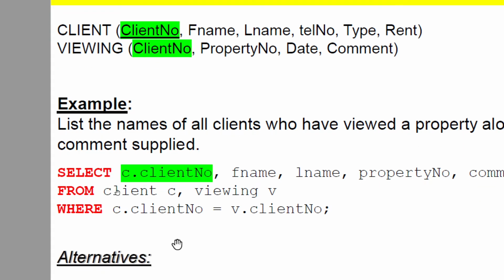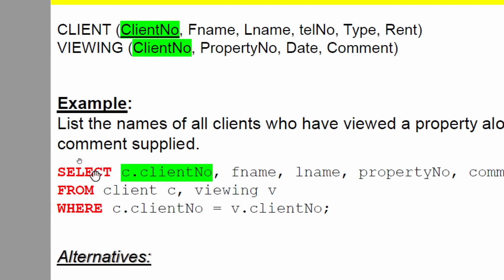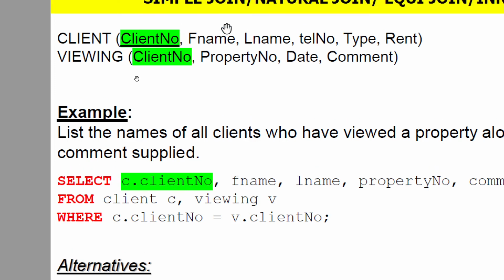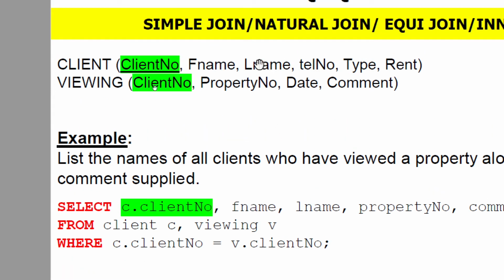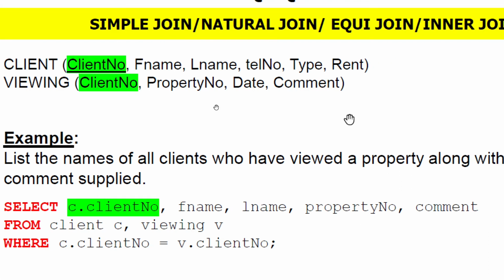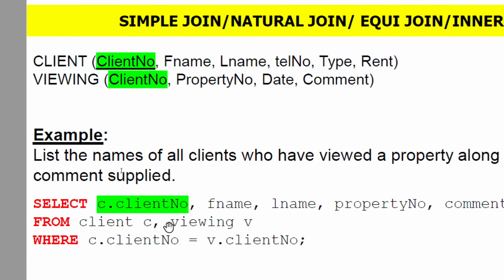So syntax for this is select. Okay, let us just cut this off for the moment. Select fname. Fname is your client name. Lname is coming from your client. Property number. Property number is coming from your viewing. Alright. And comment. Comment is also coming from your viewing. From client space C and viewing space V. What is the meaning of this client space C? C is your alias and viewing space V is our alias for viewing.